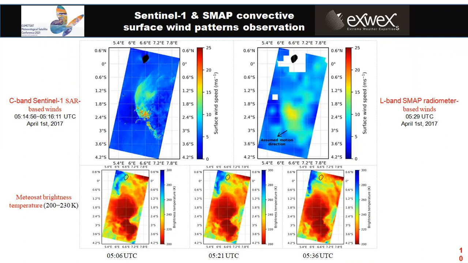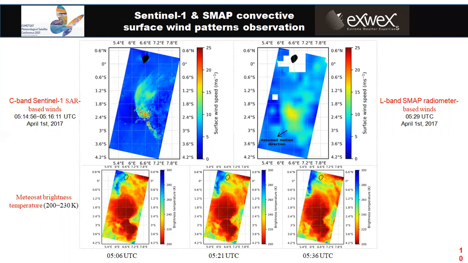So as indicated in the reverse slide, in addition to Sentinel-1, we can estimate the wind from the SMAP radiometer data. Here is the observation of the surface wind pattern on Sentinel-1 and SMAP image on 1st April 2017. This surface wind pattern is detected on Sentinel-1 image at about 5:14, while this one is observed by SMAP about 15 minutes later. And both of them have a close form.